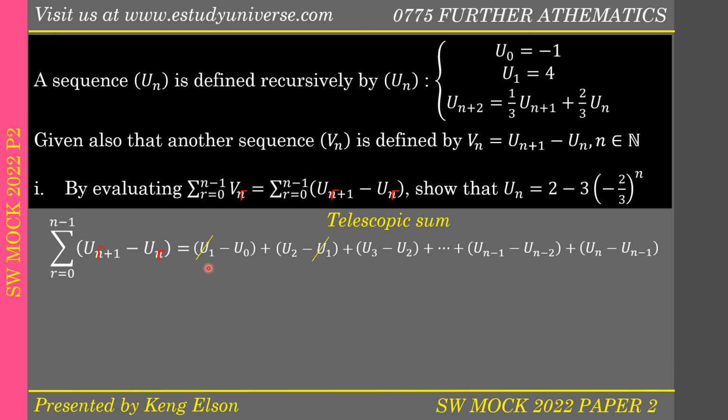Look at the u1 in the next term. u1 minus u1 is 0, so u1 is gone forever. Now u0 will never go. Okay, it's not possible for it to go. Look at it very well.